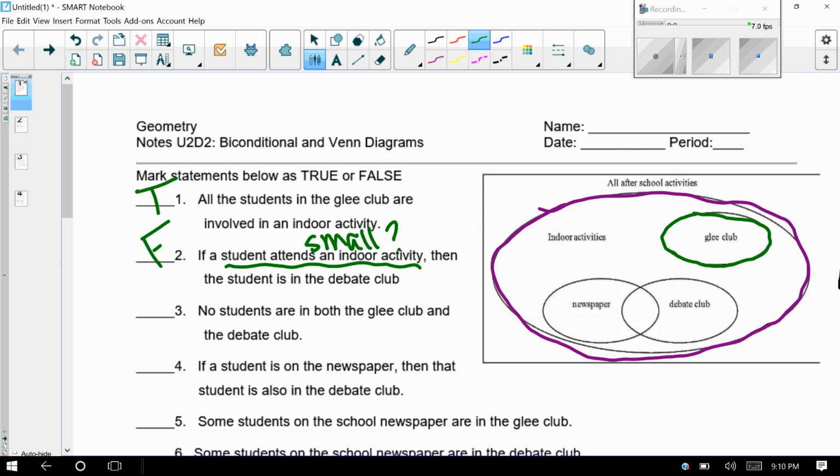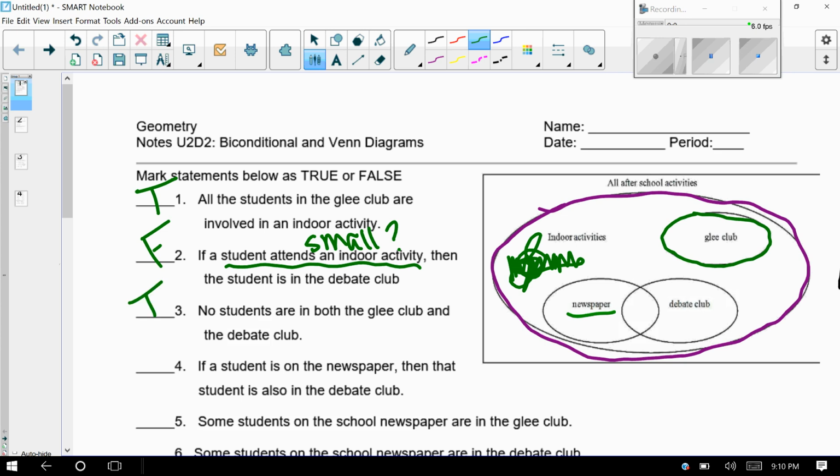Because maybe students over here are in the indoor activities, but they're not in the debate club, right? Students in the newspaper are inside the indoor activities, but they're not in the debate club. All right, no students are in both the Glee Club and the debate club. That means that they're not intersecting. So we have the Glee Club and the debate club, correct. They're not intersecting, so that's true.